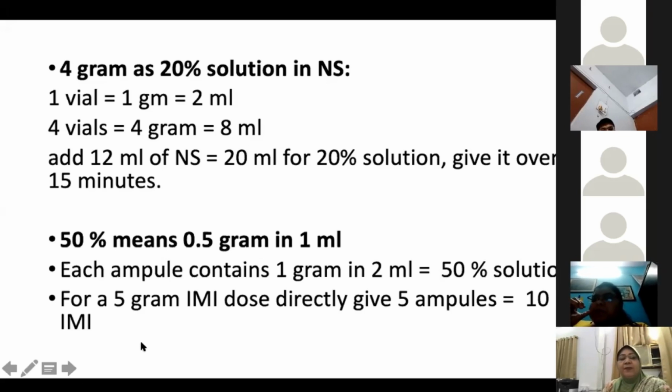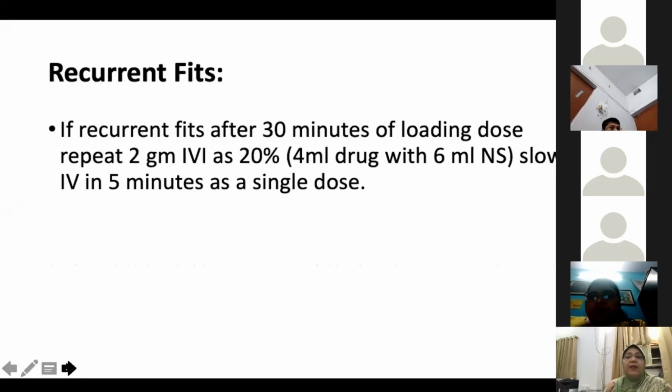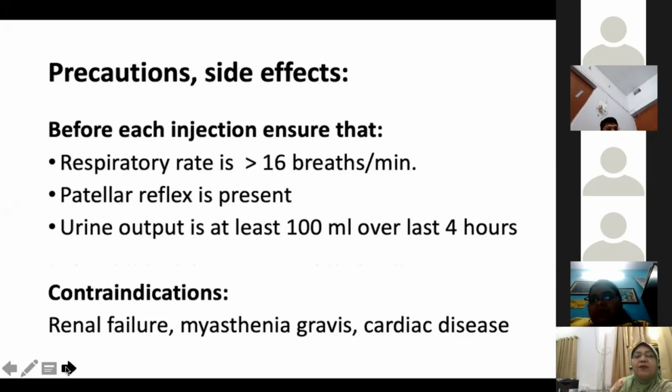Okay. Then 50% means 0.5 gram in 1 ml. So for the intramuscular dose, you have to give very concentrated, isn't it? Because if you give a huge amount, it will be such a painful injection for the mother. So each ampule contains 1 gram in 2 ml. Therefore, it is already a 50% solution. For 5 grams, directly give 5 ampules in 1 buttock and 5 ampules in the other buttock. This is the loading dose. Okay. If fits are recurring after 30 minutes of loading dose, you can repeat 2 gram IV as 20% solution slowly over 5 minutes.